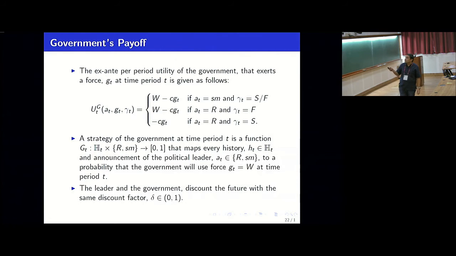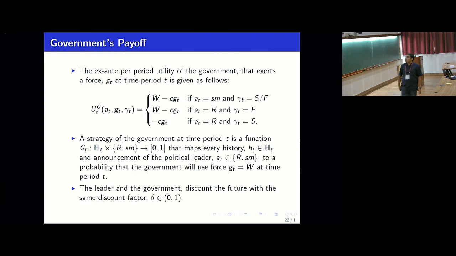So if there is a social movement, it doesn't matter whether it's a success or a failure, because it doesn't threaten the existence of the government. So it gets W. But if it exerts force, then it gets W minus CGT. If there is a revolution but the revolution fails, then it gets W minus CGT. Basically, if it incurs cost. But if GT is zero, then it gets W.